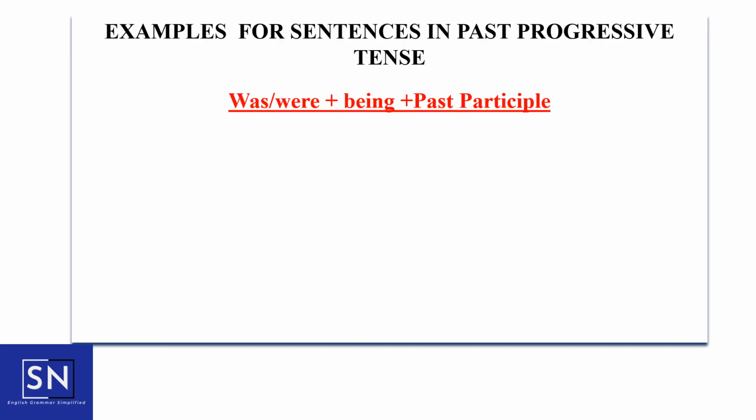Examples for sentences in past progressive tense, past continuous tense. So in continuous tense, we are going to use the ing form. So ing will be converted into being, as we discussed in present progressive tense in the previous video. Is, are plus being plus past participle. Now here for the past progressive tense, was, were plus being plus past participle form is the formula. Let's see with the examples.